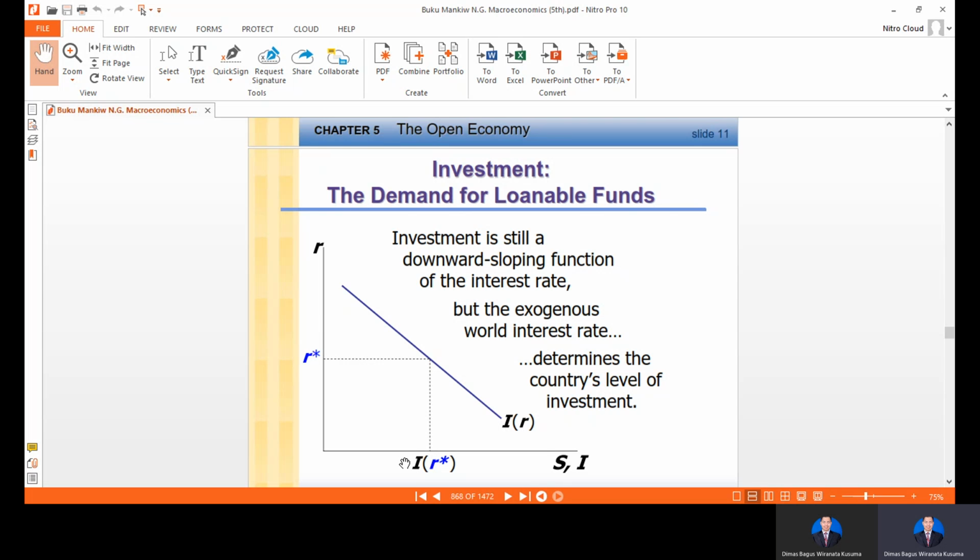It makes sense, because R star here refers to the world interest rate. If the world interest rate increases, it will attract funds to flow out of the small and open economy. So it will reduce the amount of loanable funds in the domestic country, and then reduce the level of investment in that country. So it will move to the left in terms of the investment level.